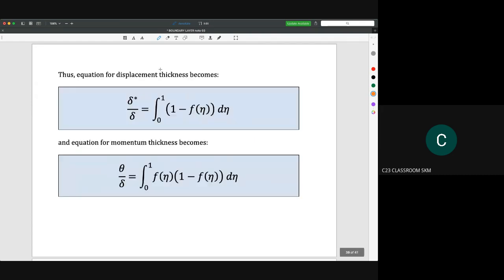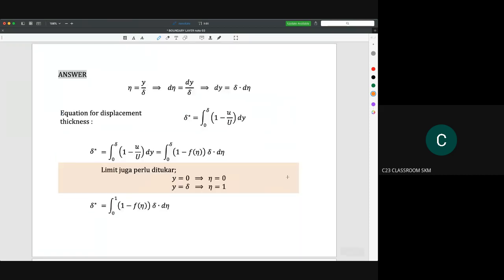And this is for your notes. For displacement thickness, this is the equation: delta star over delta equals integral 0 to 1 of 1 minus f eta d eta. And the equation for momentum thickness becomes theta over delta equals integration of 0 to 1 of f eta in bracket, 1 minus f eta, d eta. I hope you can derive your own equation if you forget this equation. The way you can do it is to refer to this step.